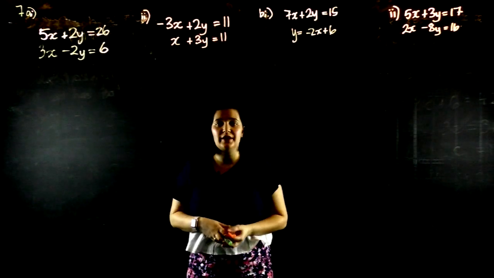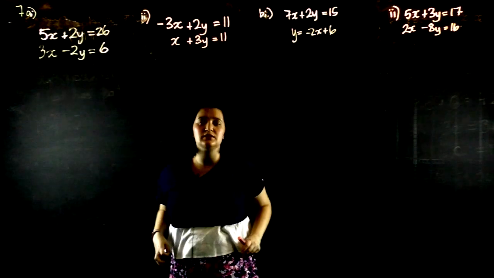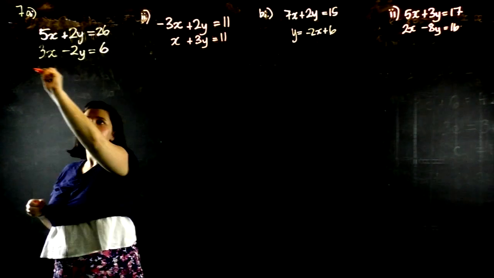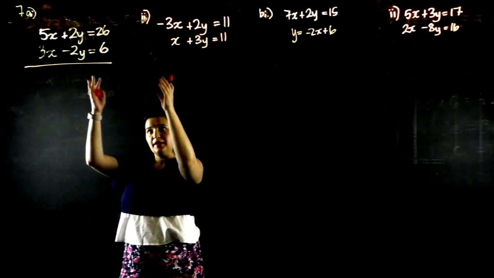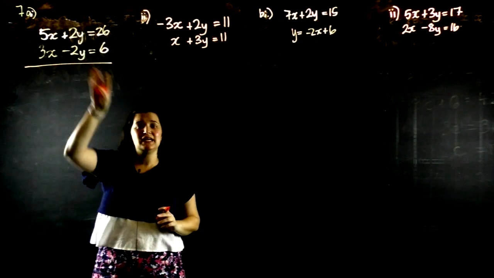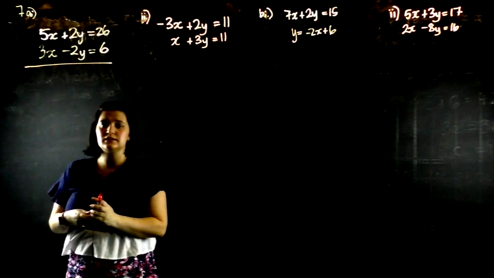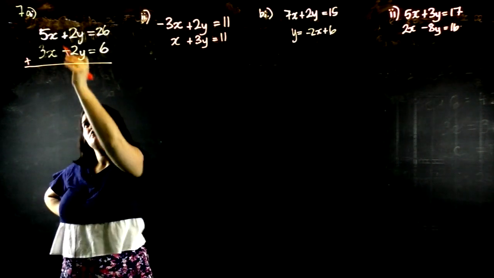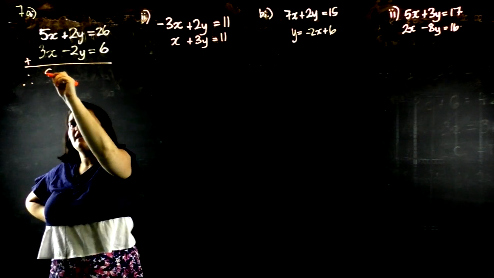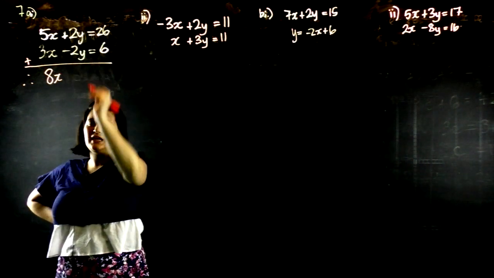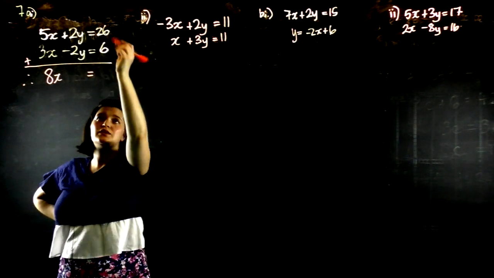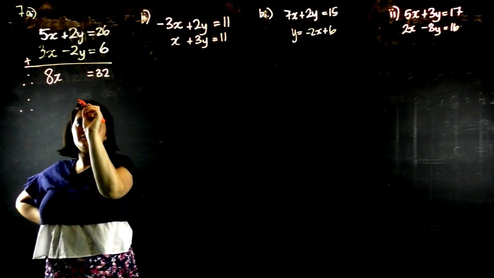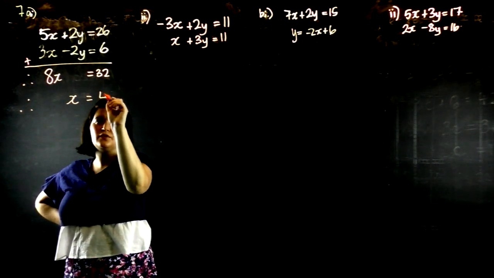Okay, simultaneous equations. For the first two, you were told you had to solve by elimination. So if we look at these two, if I were to add those two equations together, the 2y and negative 2y would cancel, so I don't have to do anything to this before I start. So I'm adding the two equations. 5x plus 3x is therefore 8x plus 2y, take 2y, 0, equals 32. Alright, therefore, dividing both sides by 8, x equals 4.